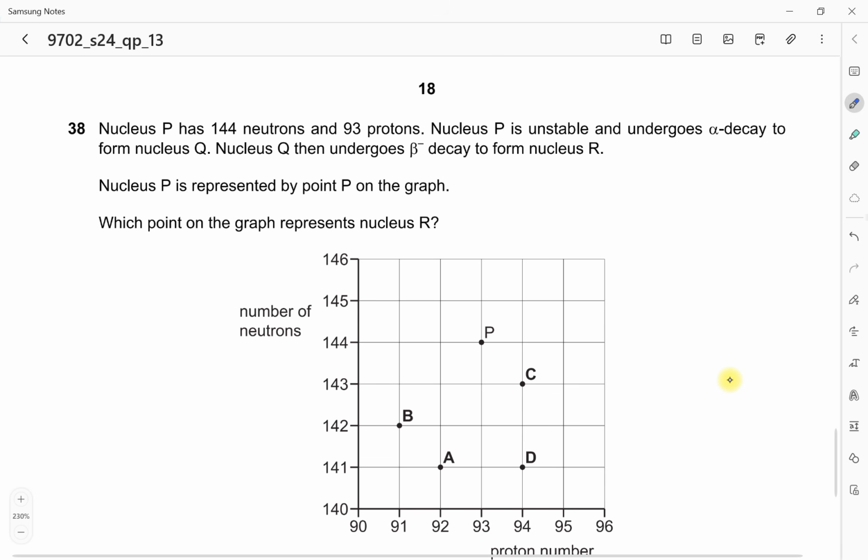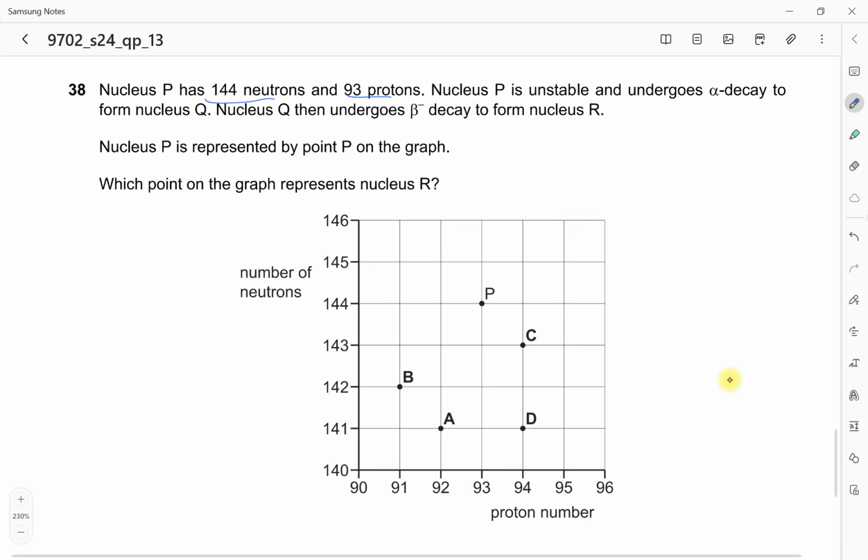Nucleus P has 144 neutrons and 92 protons. So nucleus P must be here. 144, okay. P is unstable and undergoes alpha decay. So P, which is 93, 144, gives us another nucleus which is called Q plus an alpha particle which is 42. So this becomes 91, 140. So Q must be 91, 140. So this is where we have Q.